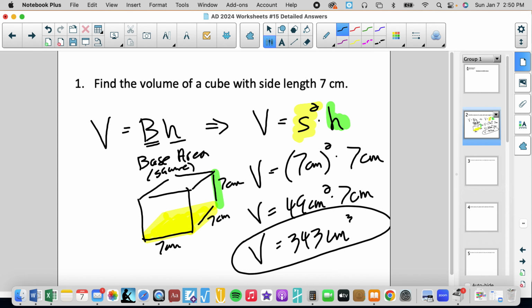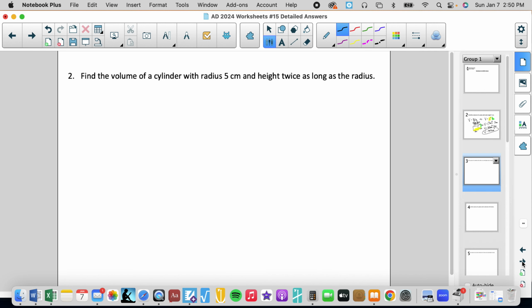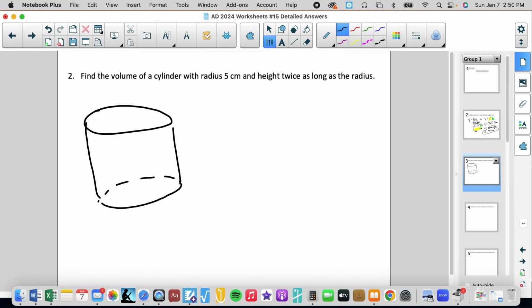Find the volume of a cylinder. So a cylinder looks like this, and it has a radius of 5 centimeters, and a height twice as long as the radius. So the height is going to be 10 centimeters. The formula, again, for a two base figure, the volume of a two base figure is always going to be volume equals big B times H.